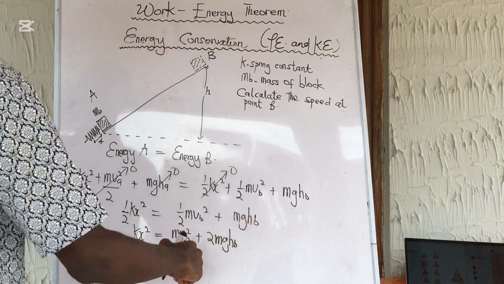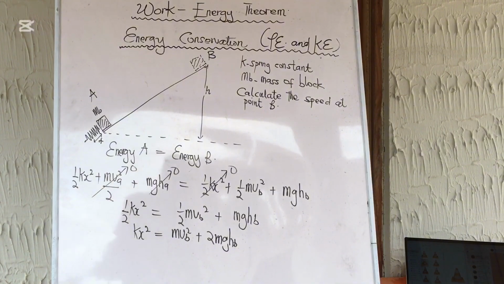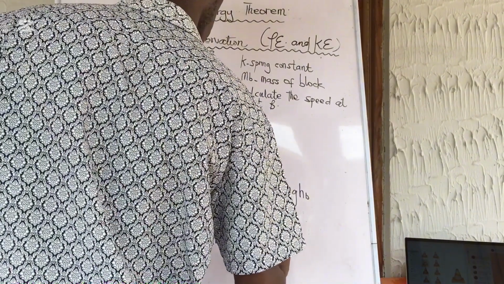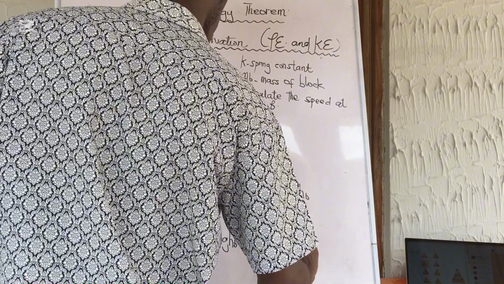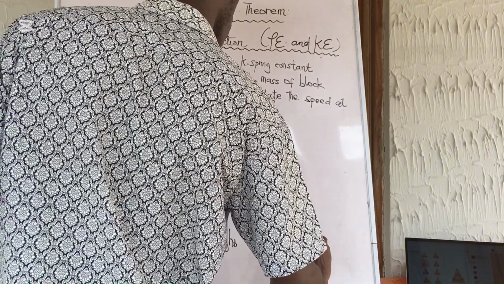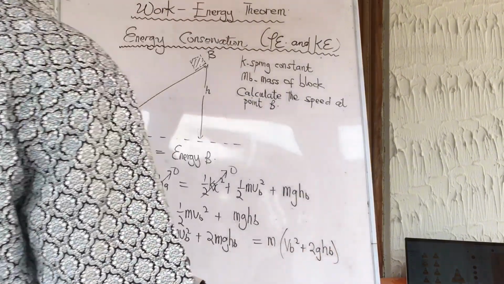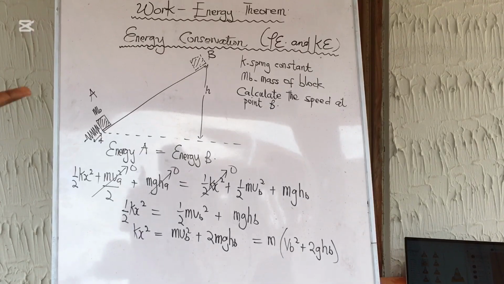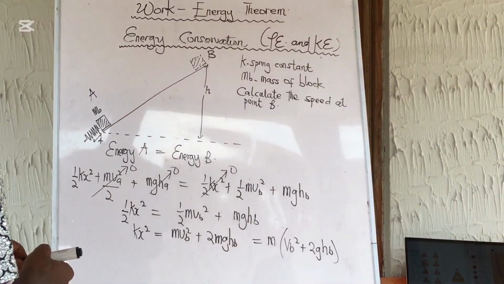Here you can factorize the m out. Yes, you can factorize the m out, but if you do, it doesn't actually change anything. You can factorize the m out to give you m, then bracket open, vB square plus 2ghB at point B. So this is the equation. If you are only finding the mass, fine. But if you are not finding the mass and you are finding this, then you can.